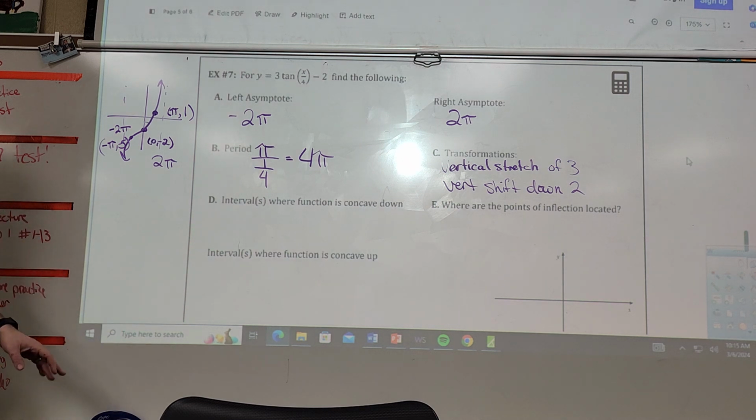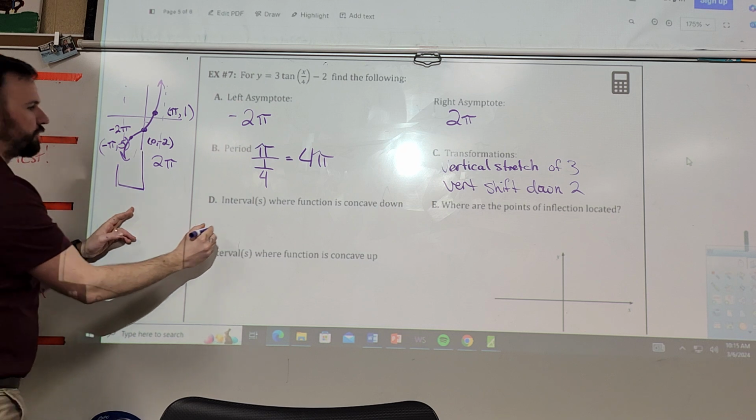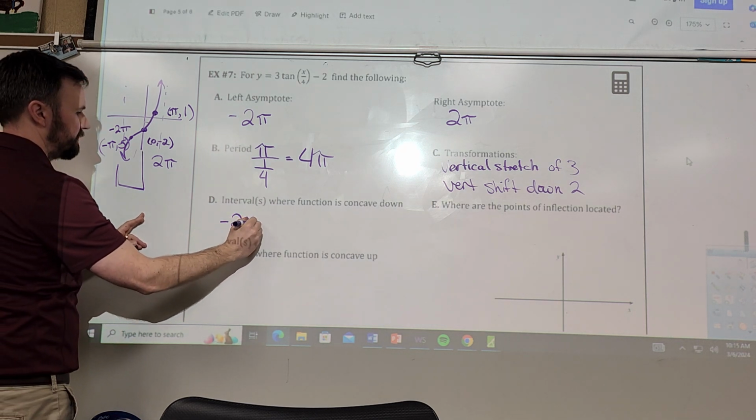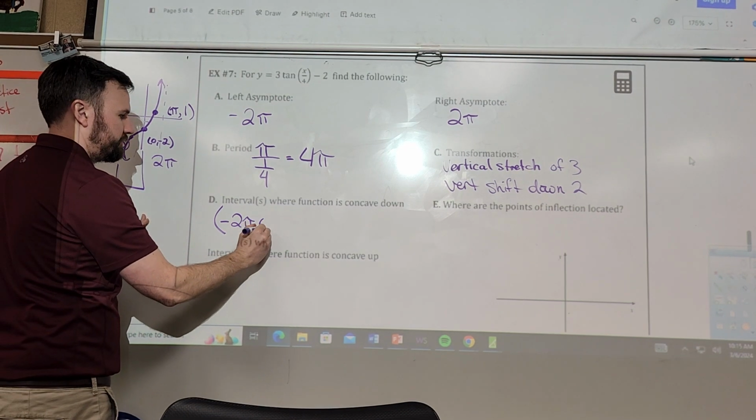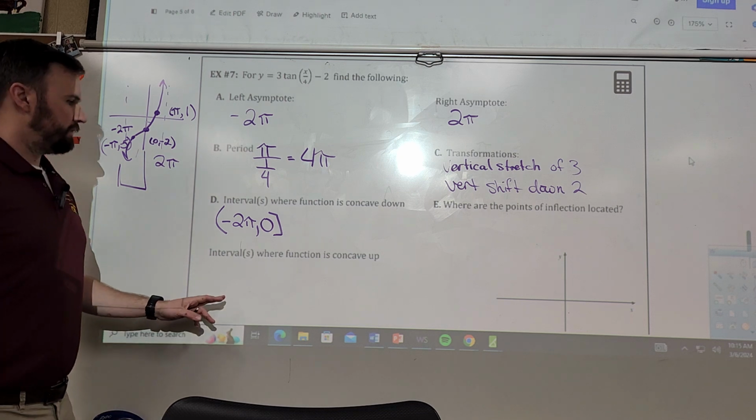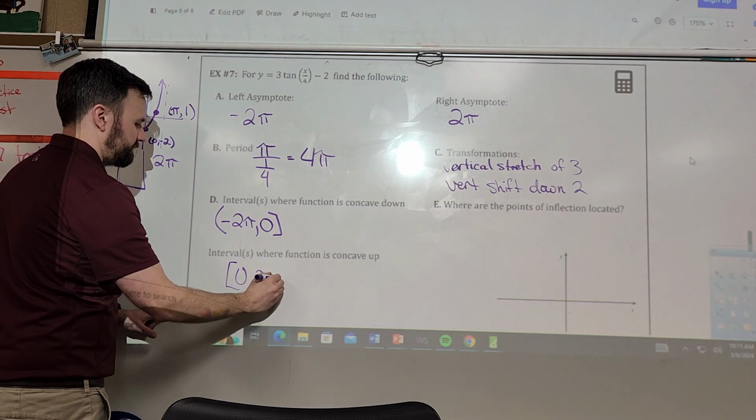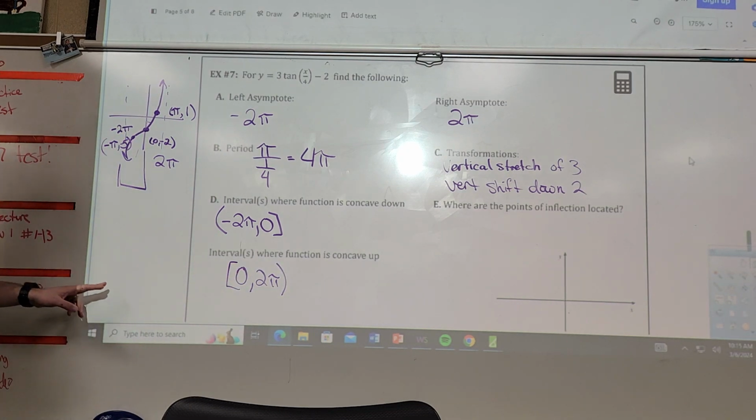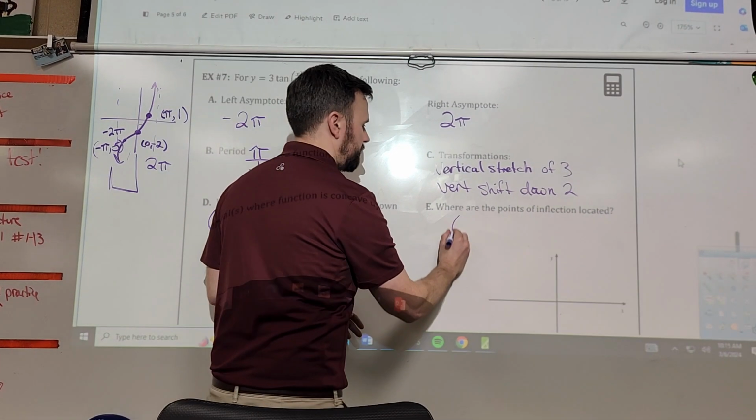Where am I concave down? Right here, I'm concave down, right? So from here to here. So from negative 2 pi, right? Am I doing this right? Yep. 2, 0. No bracket on negative 2 pi because I don't exist there. Where am I concave up? 0, 2 positive 2 pi. So because of that, what's my inflection point? 0, 0, negative 2.